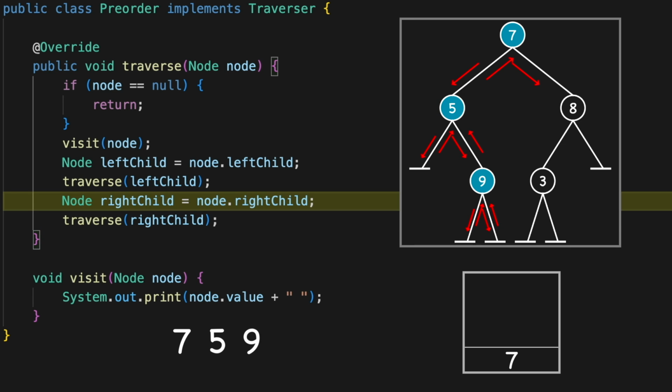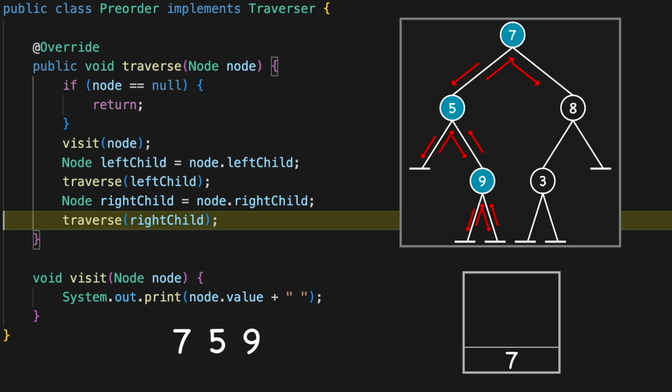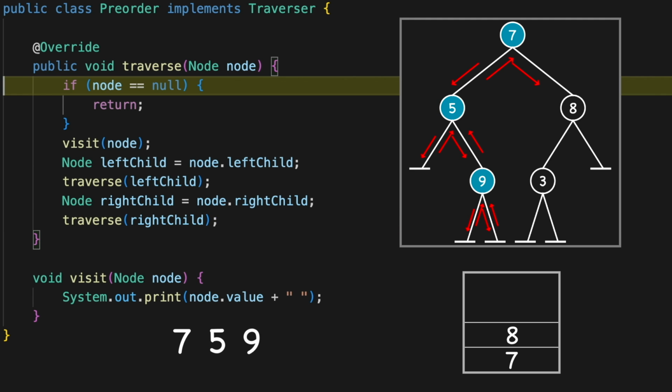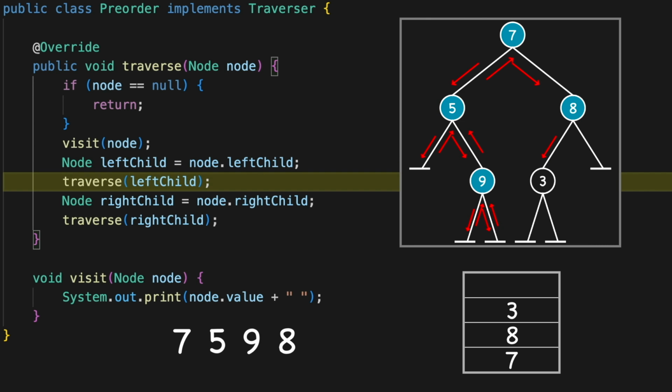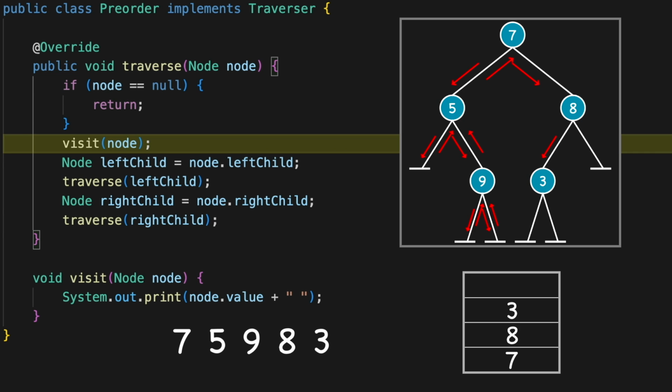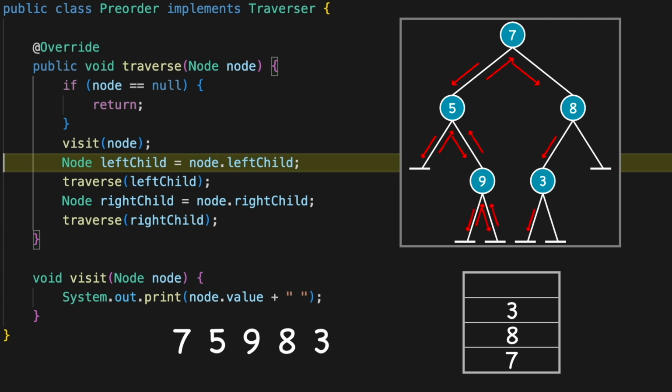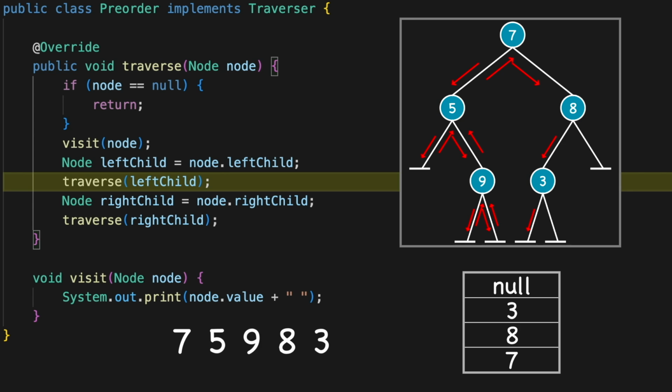We get a reference to its right child, which is the 8 node, and call traverse on that. Calling traverse on the 8 node pauses execution on the 7 and adds a frame to the call stack. The 8 node is not null, so we visit it, get a reference to its left child, which is the 3 node, and call traverse on that. We visit the 3 node, get a reference to its left child, which is null, and call traverse on that.